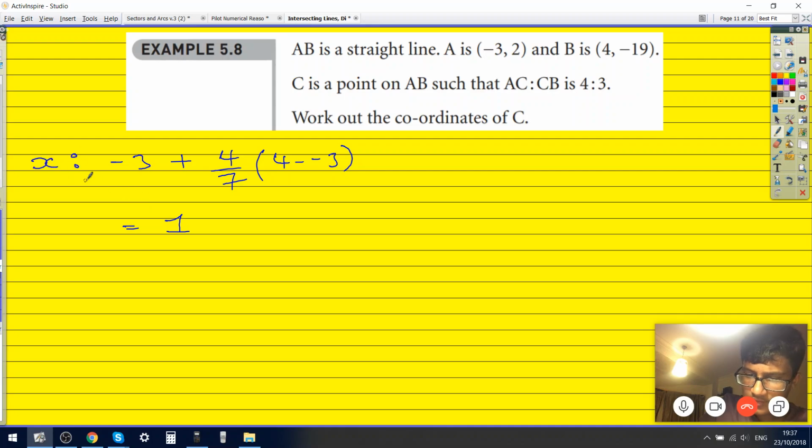1 is 1. And then 2 to 19 is minus 21. So 4 over 7 times minus 21 is minus 12. So we're minusing 12 from the original y. So that would be 2 minus 12 is minus 10. So our coordinates would be 1 comma minus 10.